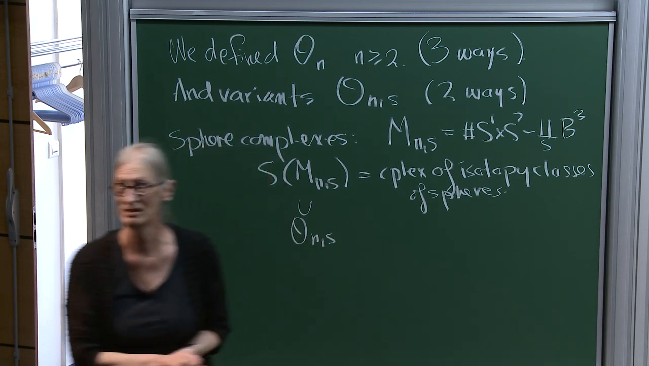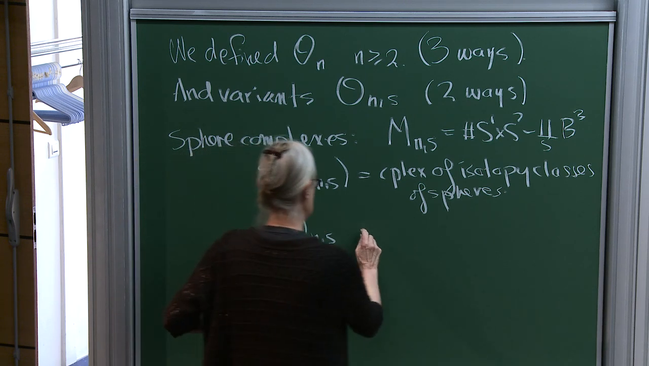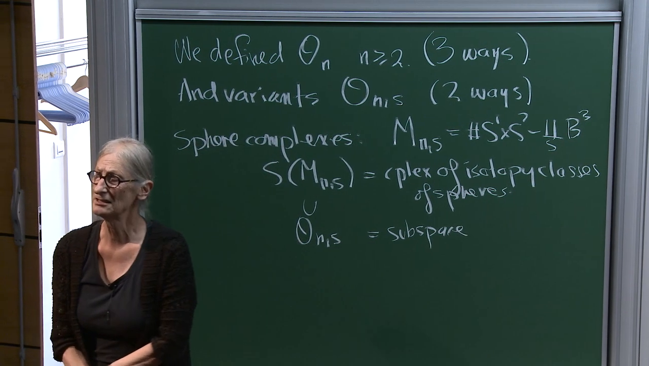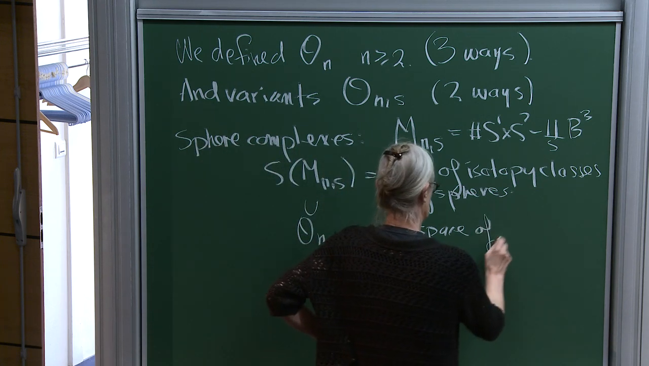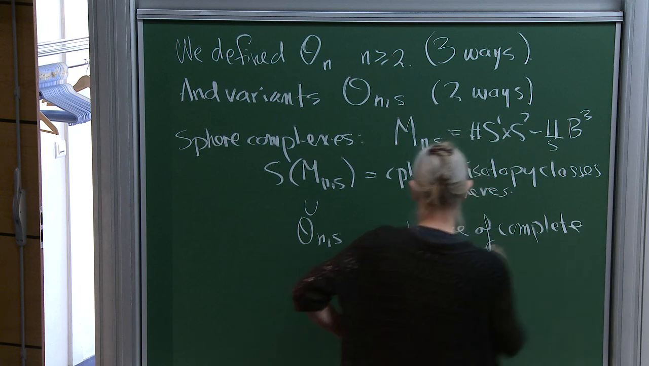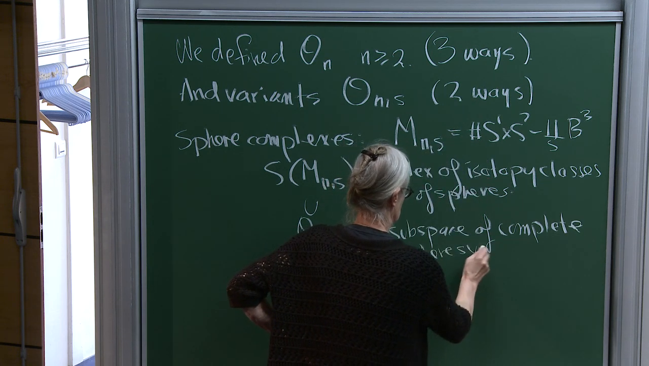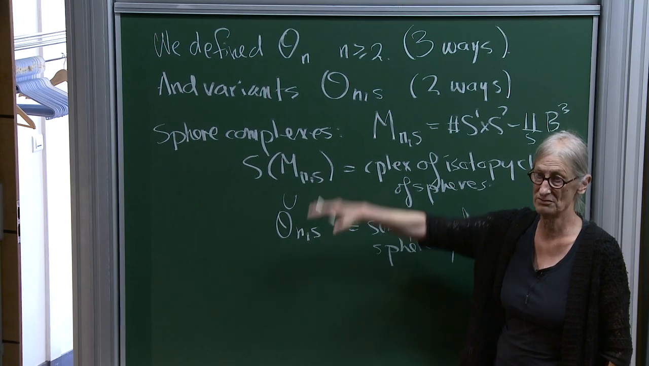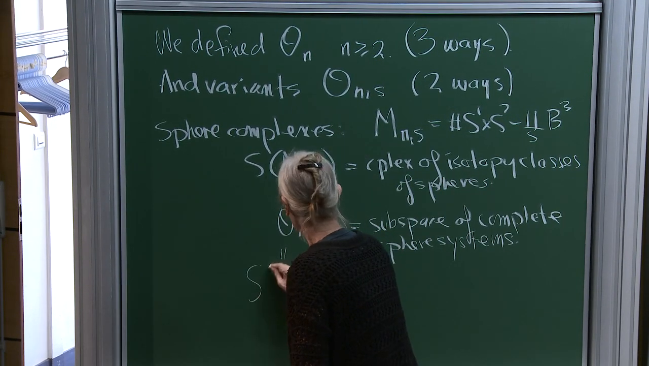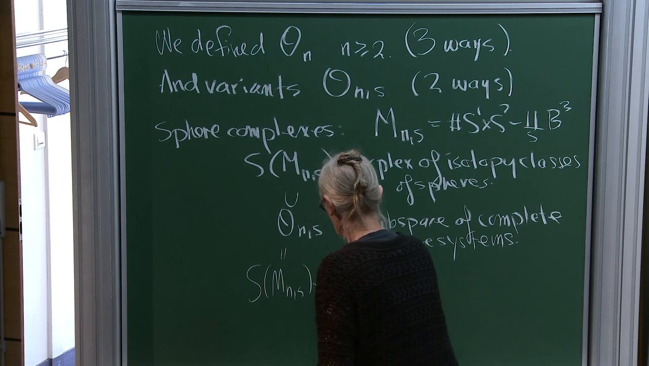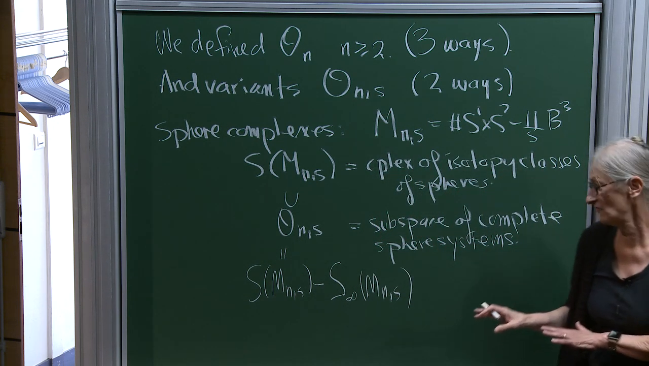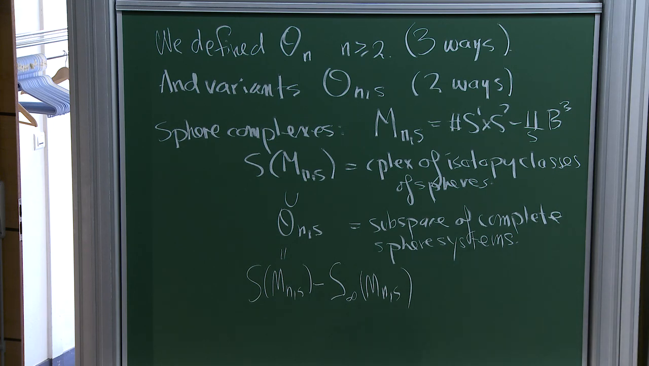I'm just reminding you of terminology and notation at the moment. ONS was the subspace consisting of basically complete sphere systems. No, this is the complete ones. Incomplete ones were called S infinity. So I'm not going to redefine all these things. I'm just reminding you, since you've had other things to think about over the weekend, of what we called all these things. But I will remind you in this picture.